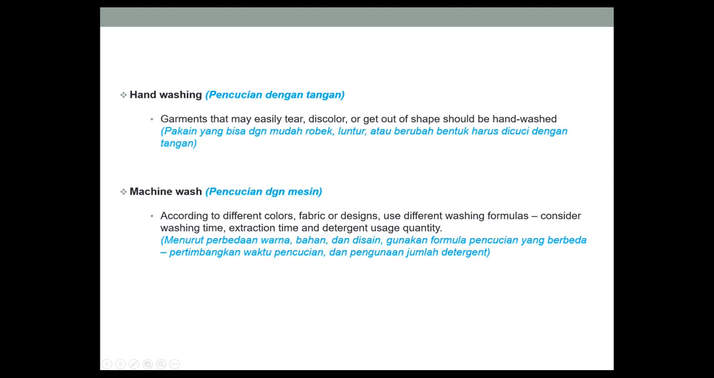Hand washing. Garments that may easily tear, discolor, or get out of shape should be hand washed. Machine wash. According to different colors, fabric or designs, use different washing formulas. Consider washing time, extraction time and detergent usage quantity.